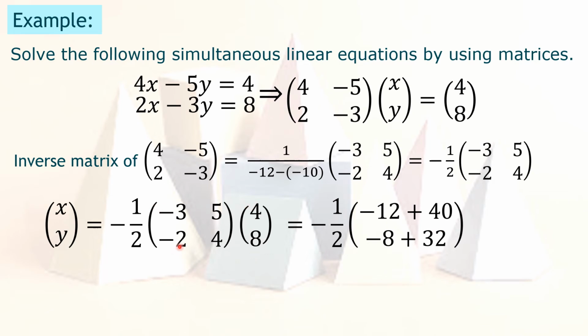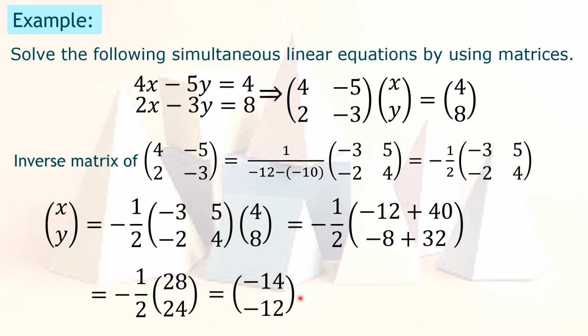The negative 2 times 4 is negative 8, and 4 times 8 is 32. Adding it up, it would be equal to negative 12 plus 40 is 28, and negative 8 plus 32 is 24. Negative 1 half times 28 is equal to negative 14, and negative 1 half times 24 is negative 12. So therefore, x equals negative 14 and y equals negative 12.